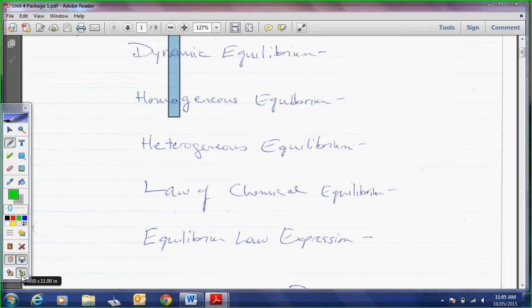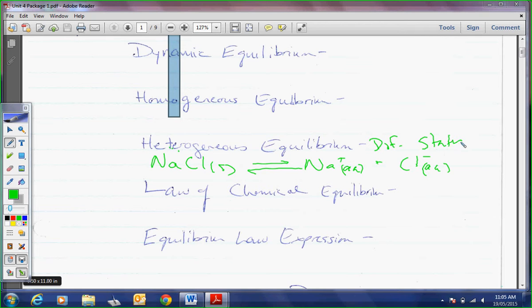So in the last one, I just put NaCl solid goes to Na plus and Cl minus. What are these states on these ions? Aqueous. Aqueous. And then those come together and form your solid. They're different states. So therefore this is a heterogeneous equilibrium. Different states of matter. So homogeneous equilibrium would be the same states of matter.